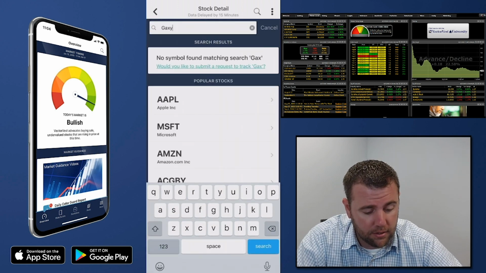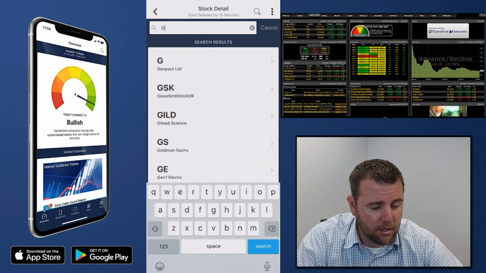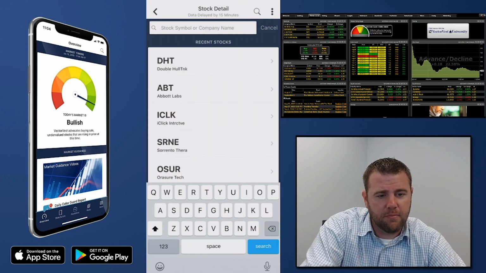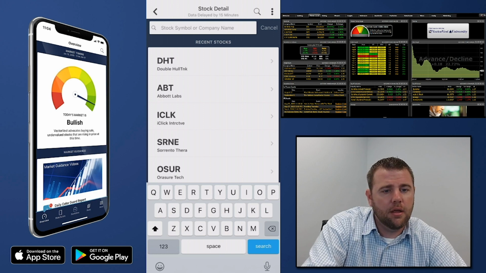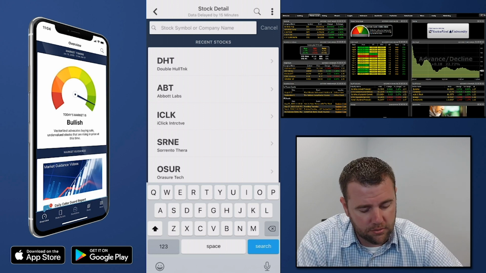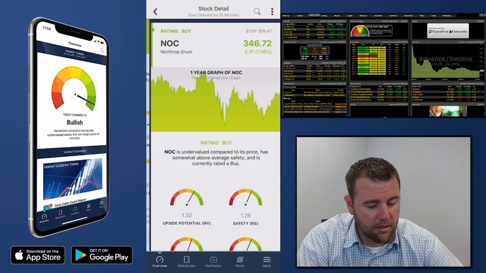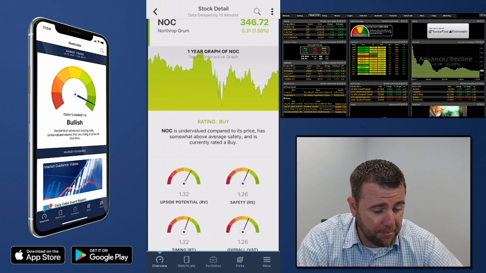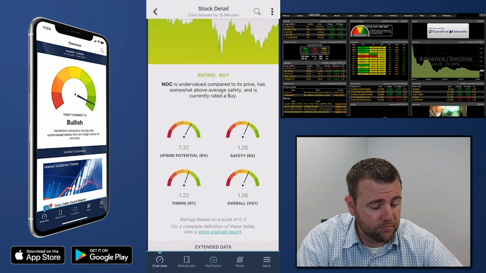GAXY. Not finding that. Is that in the U.S. markets there, Kellen? NOC. Let's go see. So great or good long-term potential, solid fundamentals, steady uptrend. Therefore, the stock's favorable still.